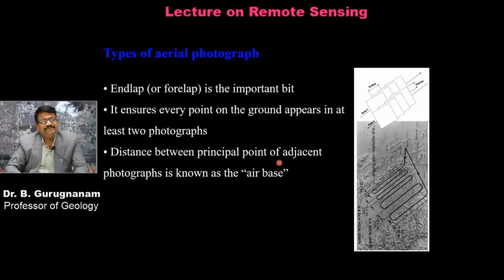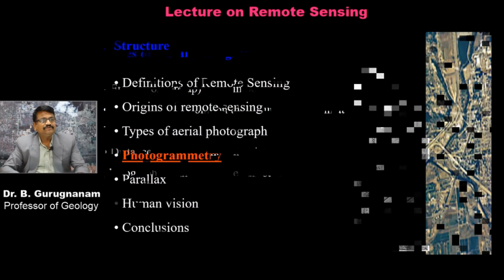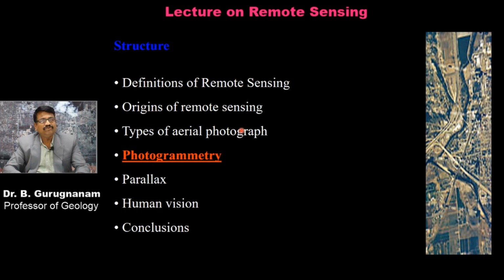The distance between the principal points of adjacent photographs. As I have already told you, if you connect the fiducial marks, the center point is called the principal point. So one photograph will have one principal point, the second photograph will have a second principal point, with 60% overlap. The distance between the PP and the PP of the second photograph is called the distance of airbase, the distance of flight. So that is called the airbase. This is also a very important word for us to understand.